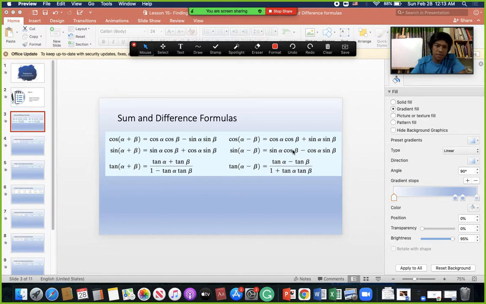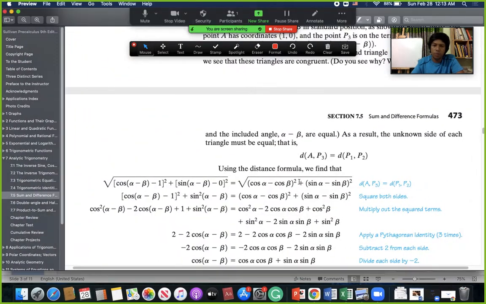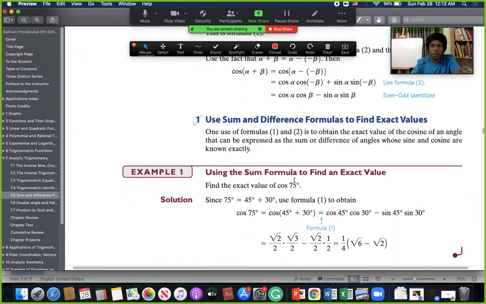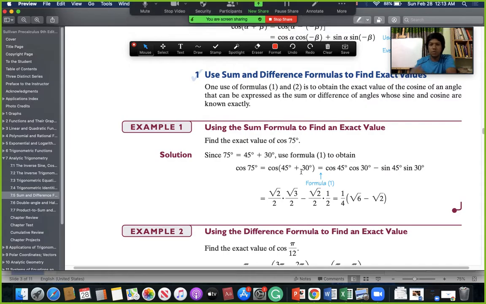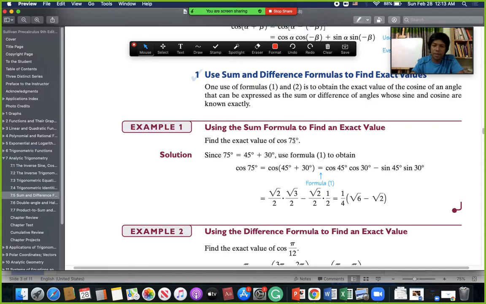The reason is, sometimes, let me show you one math problem from the book, then we will solve some math problems ourselves. Suppose you have some angle, 75 degrees, cos 75 degrees in this case. Now, how can you solve this? We do not know the answer of cos 75. We do not know it.